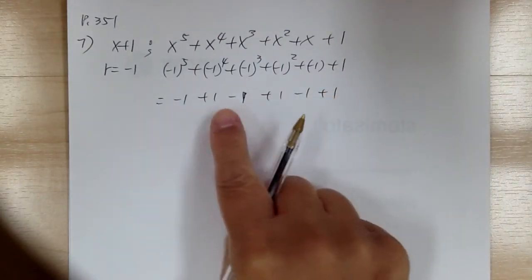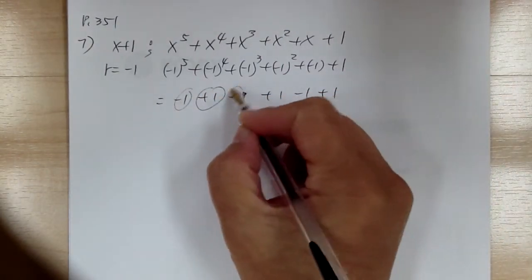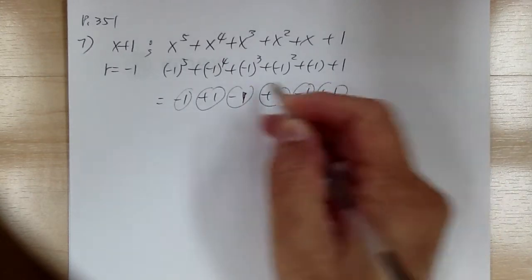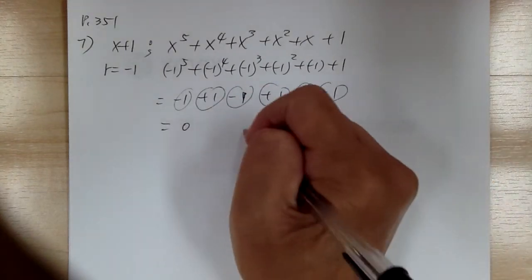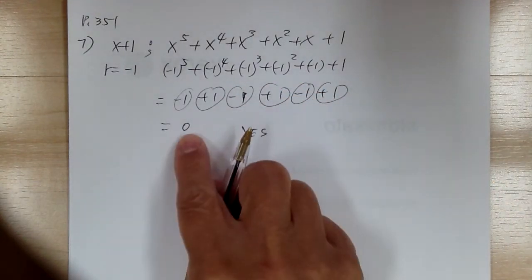Okay, so this and this will cancel out, this and this will cancel out, so this is equal to 0. So the answer is yes, because this is your remainder.